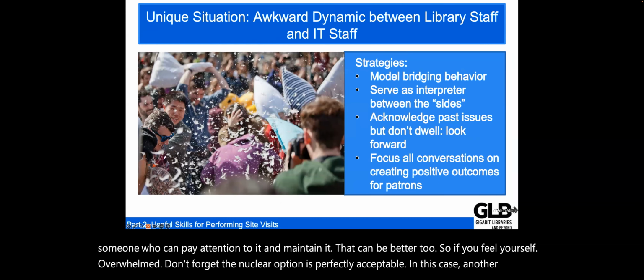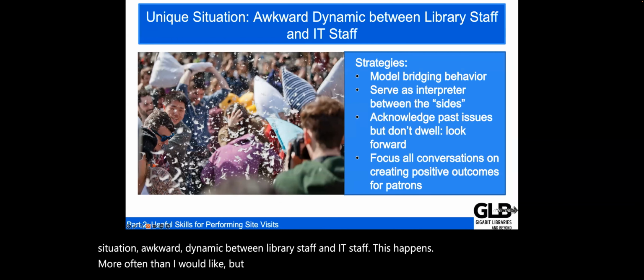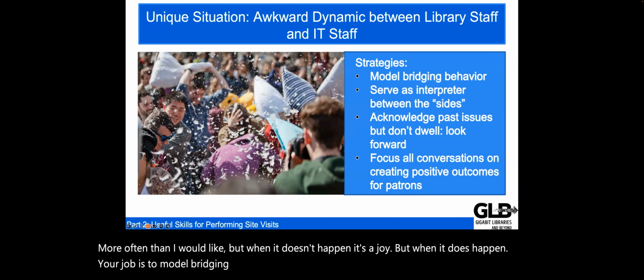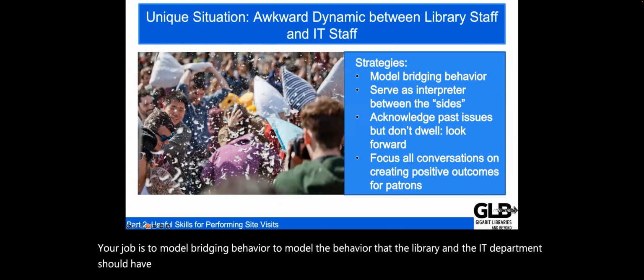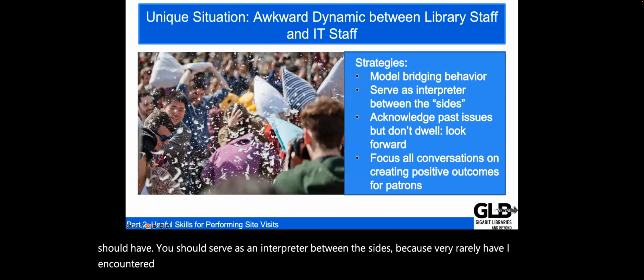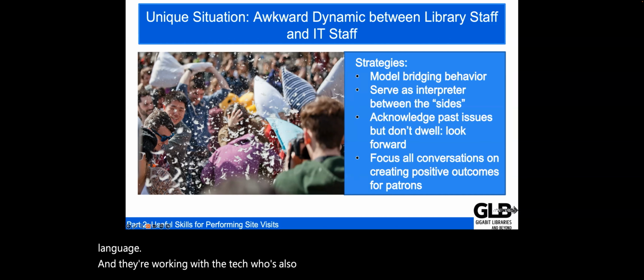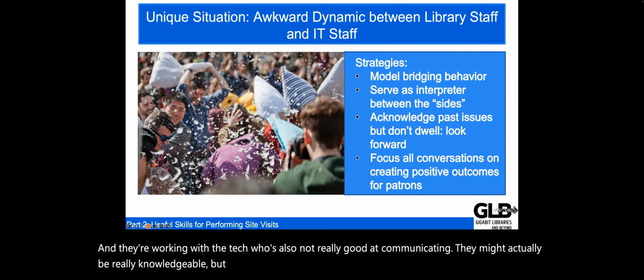Another unique situation: awkward dynamic between library staff and IT staff. This happens more often than I would like, but when it doesn't happen, it's a joy. But when it does happen, your job is to model bridging behavior, to model the behavior that the library and the IT department should have. You should serve as an interpreter between the sides, because usually the library person is not confident in technology knowledge or language, and they're working with a tech who's also not really good at communicating. They might actually be really knowledgeable, but they're not a good communicator.